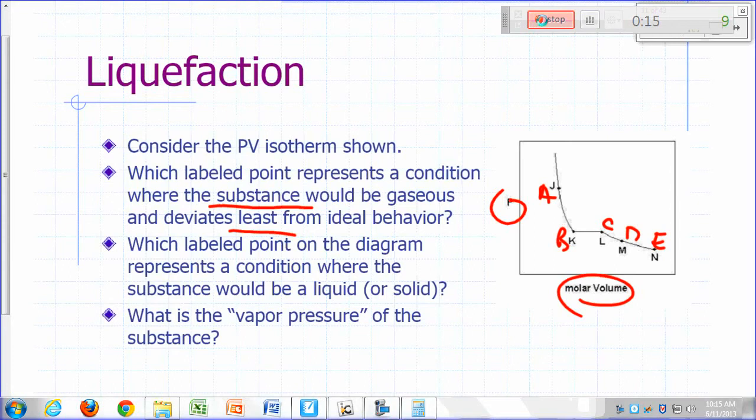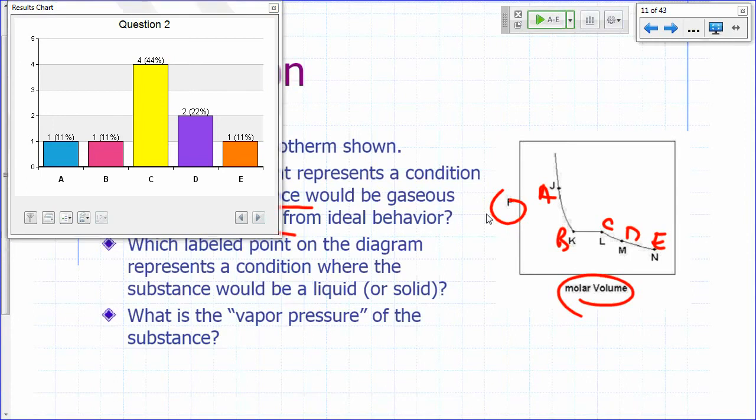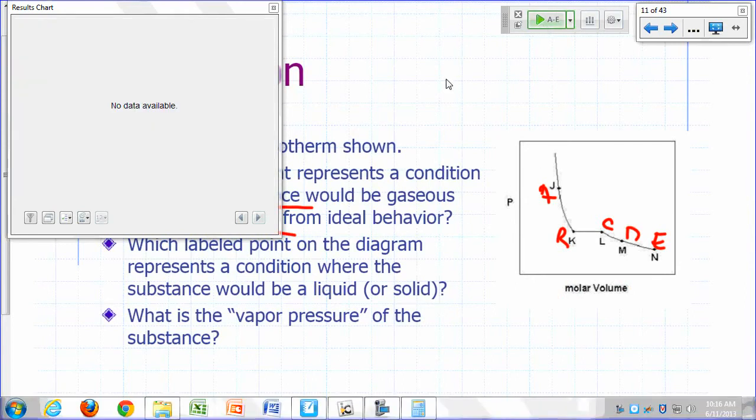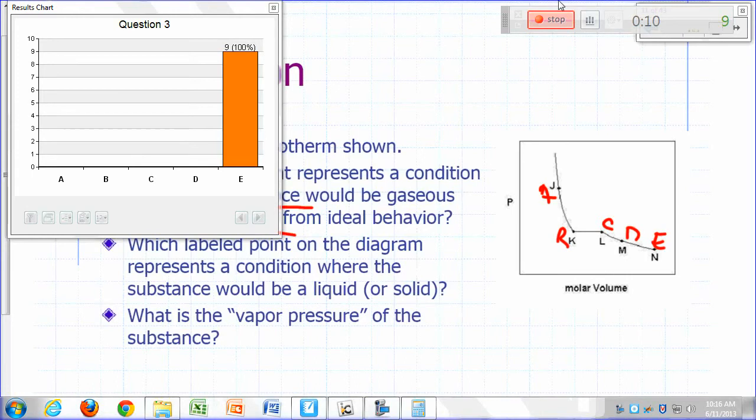Okay. Ideal gas behavior happens when? When did we say ideal gas behavior occurs? Low pressure. Okay, on this diagram, where is the low pressure? You want to try it again? Let's see. Okay, very good. Low pressure.